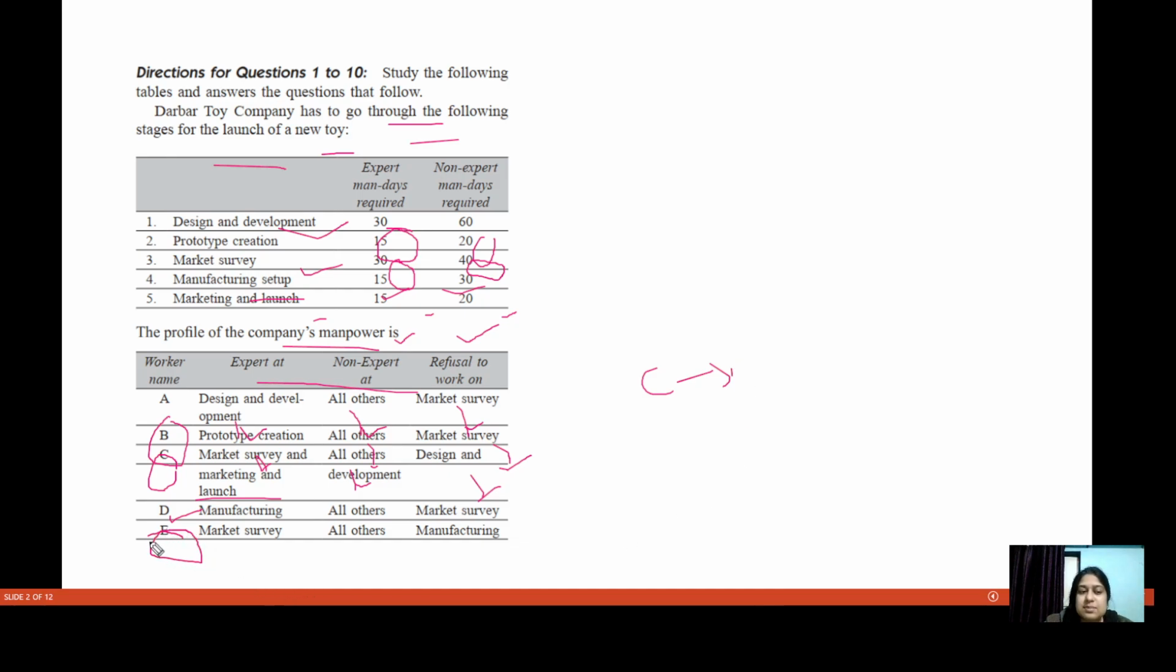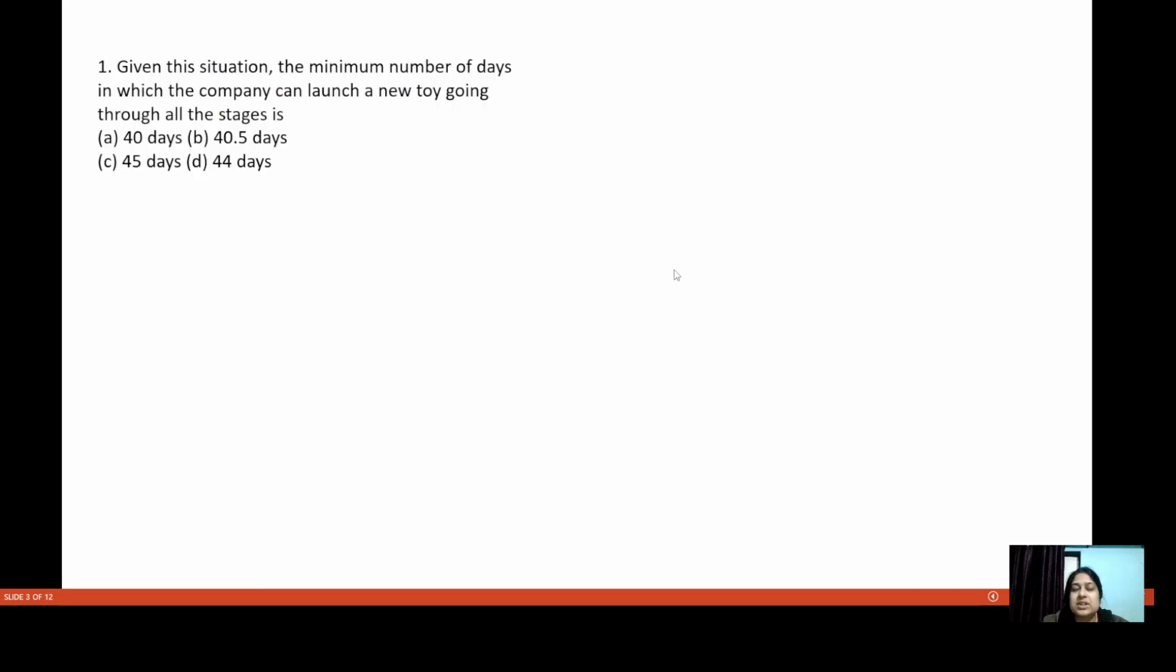Then there is worker D, who is expert in manufacturing and non-expert at all others, and is refusing to work on market survey. And then worker E, who is expert at market survey, non-expert at all others, and refuses to work on manufacturing. So this is the data. Now let us look at the first question: given this situation, the minimum number of days in which the company can launch a new toy going through all the stages is.